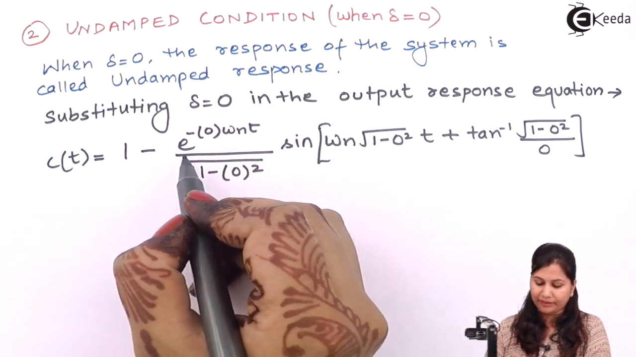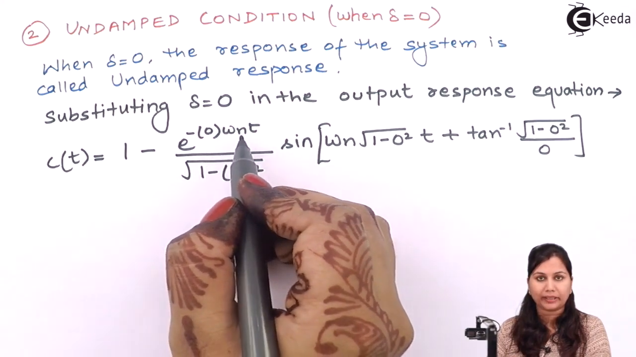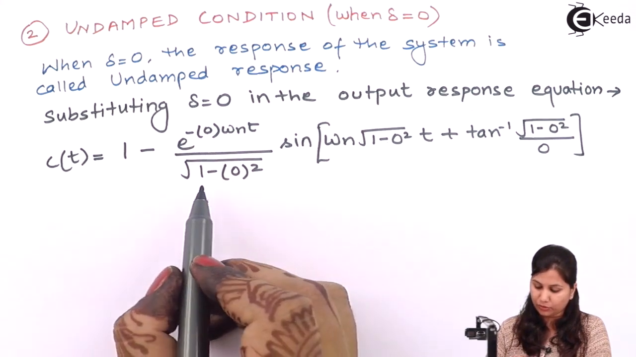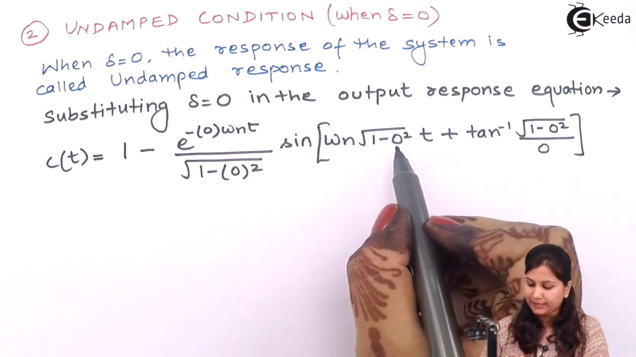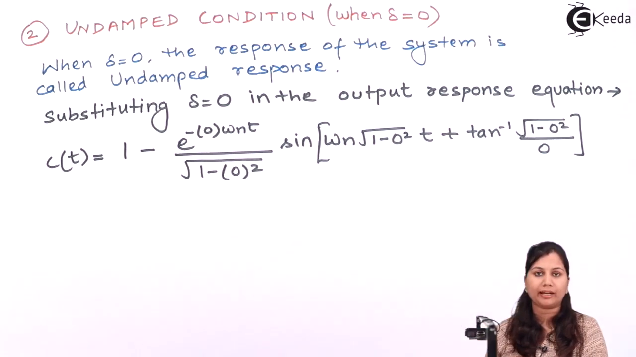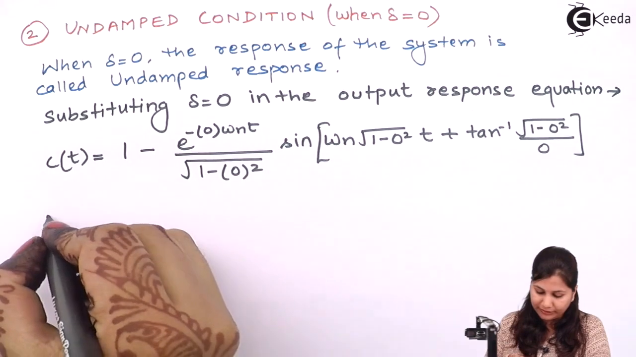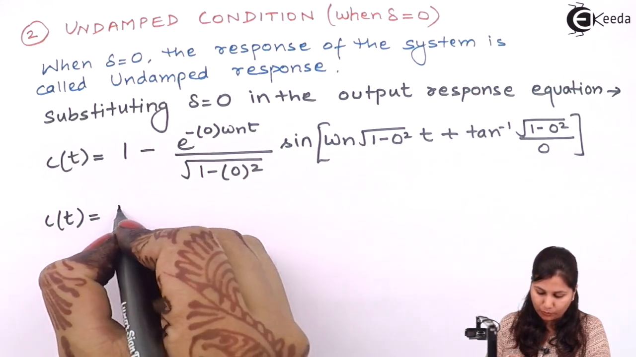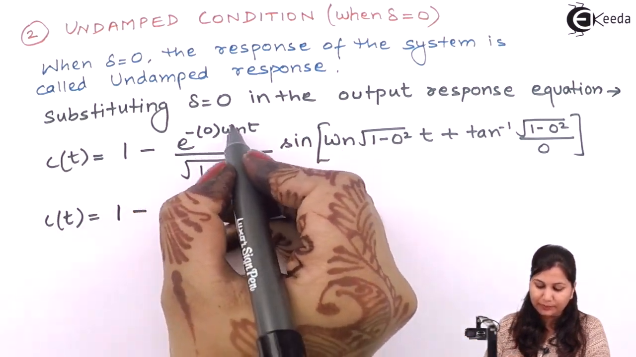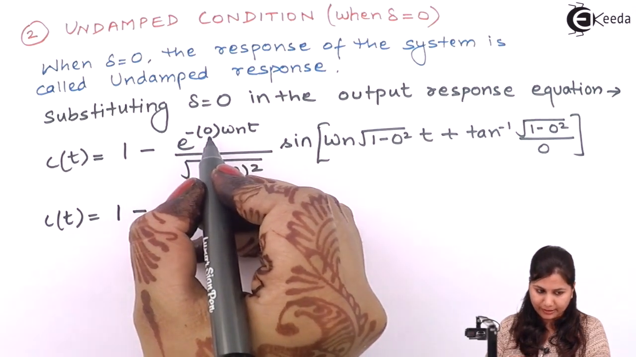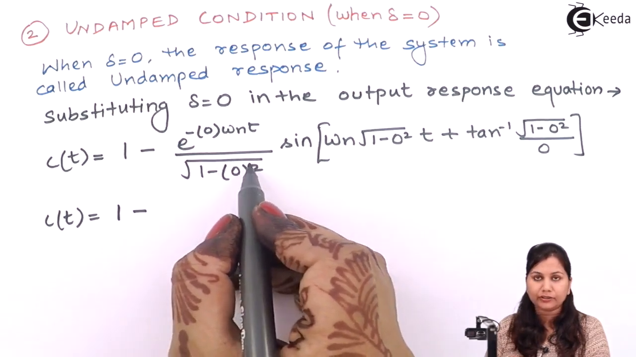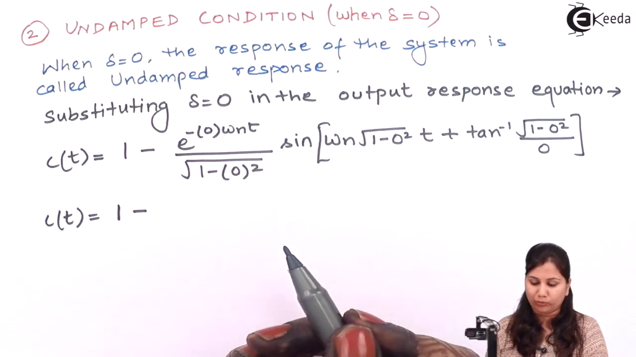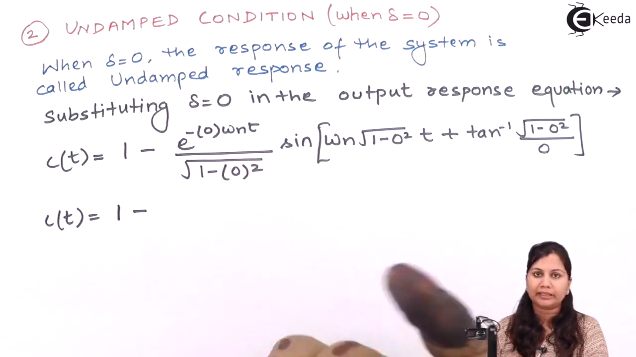Here we were having e raised to the power minus del omega n t, so del is equal to 0. Here we were having 1 minus del square, so we have put 0 here. Similarly, here also we have put the value of del equal to 0. Now let's solve it further. We will get c(t) equals 1 minus, this will become e raised to the power minus 0, so it will be 1, and here also we were having under root of 1, so it will also be 1. So this whole term will become 1.